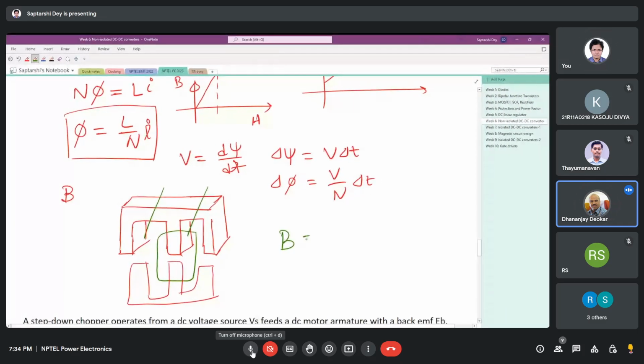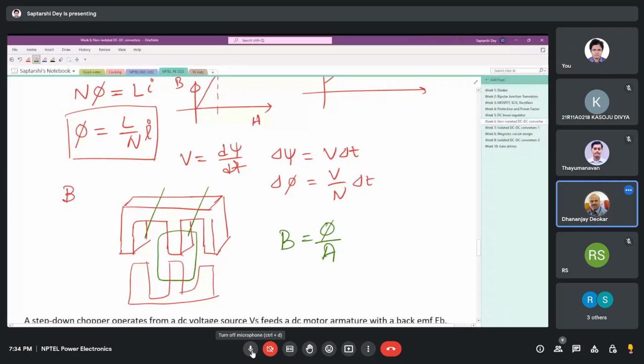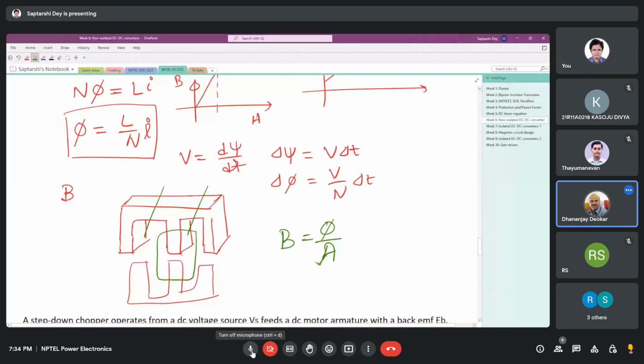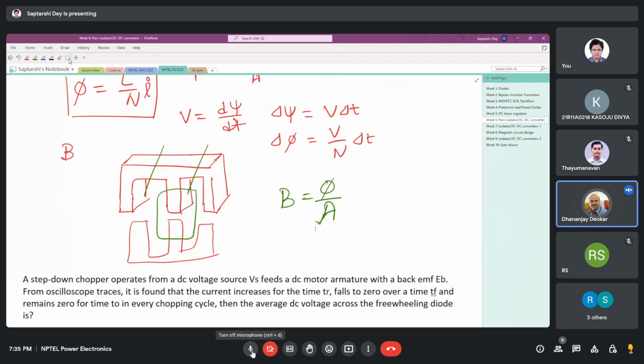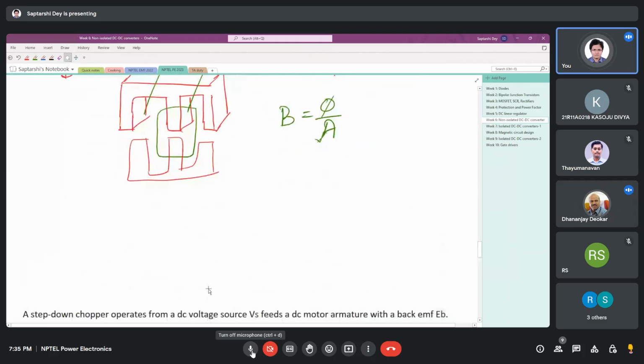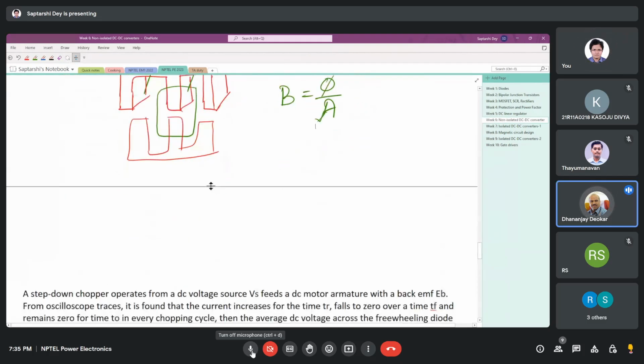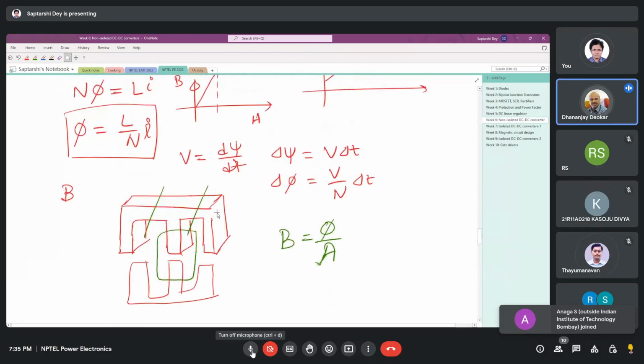because B is flux density, phi divided by A. This A is the area of cross section of the magnetic circuit where the flux is flowing. And whatever we have drawn, that delta B is delta phi divided by area of cross section. That will give the delta B, the flux density of the ripple, the peak to peak ripple.